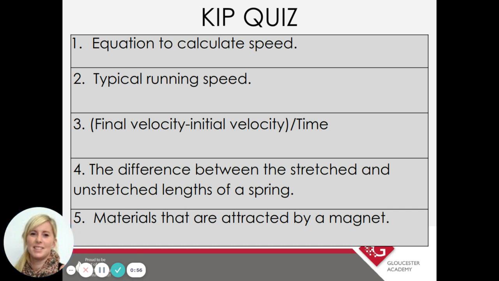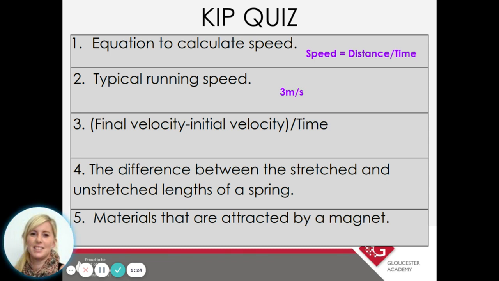Okay, so let's go through the answers. So number 1 then, the equation to calculate speed is speed equals distance divided by time. So we practiced that in yesterday's lesson. No, actually it was the day before, wasn't it? That was Monday's lesson. Number 2, the typical running speed. So this is 3 meters per second. Remember how I went on and on and on about how you need to remember the numbers. So typical walking was 1.5, running is 3, cycling is 6, and you have to remember those.